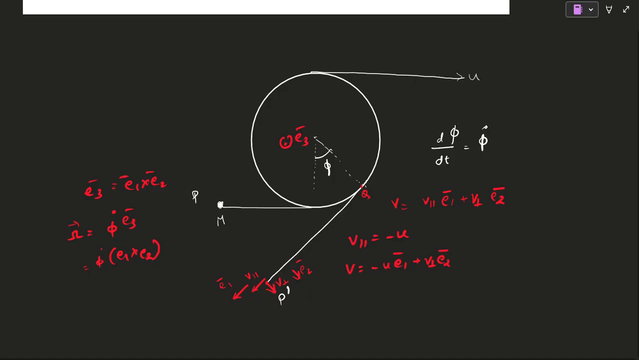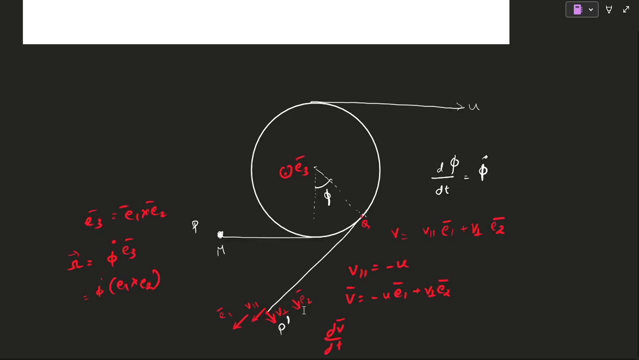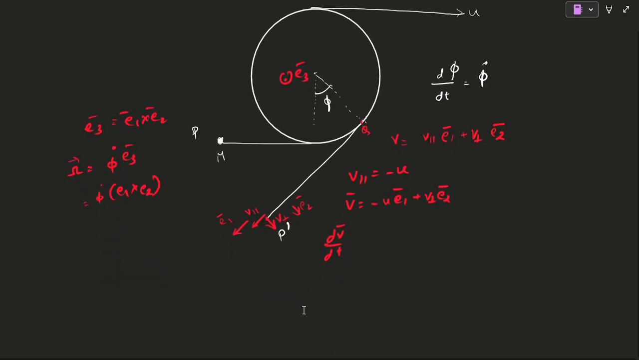Hence, now if I try to differentiate this, we know that dv by dt will basically give me my acceleration. I'm just writing the vector notation. So dv by dt will be giving my acceleration, which I'll get to be minus du by dt of e1 cap minus u times d of e1 by dt plus dv perpendicular by dt of e2 cap plus v perpendicular de2 cap by dt.